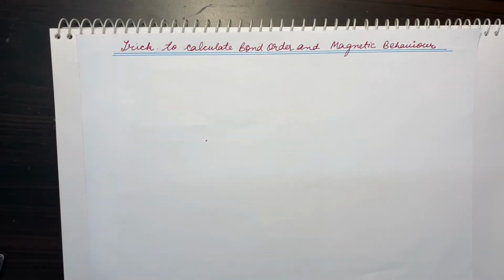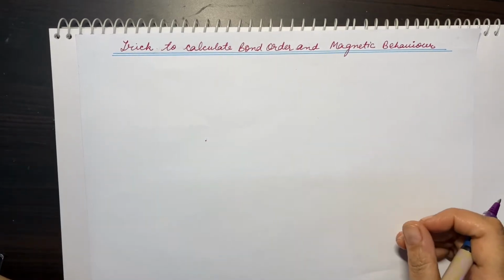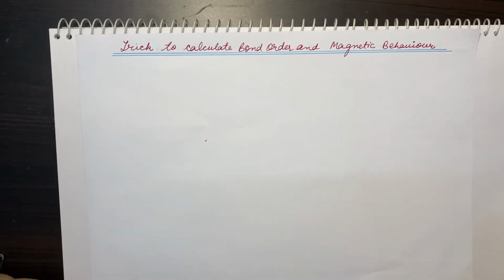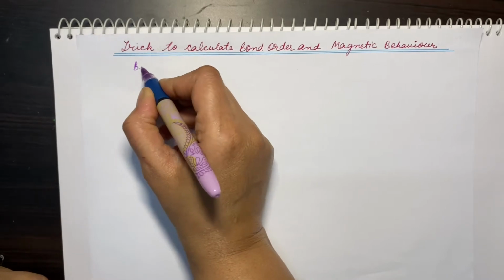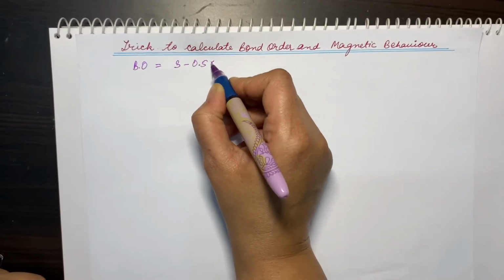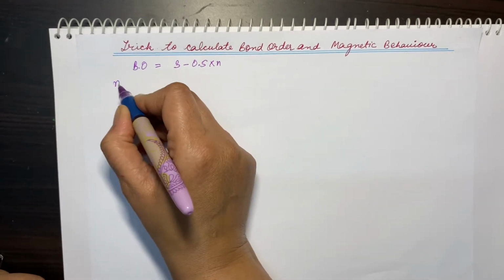In this video, I am going to tell you the trick for bond order. We can calculate the bond order by using a simple formula, that is bond order is equal to 3 minus 0.5 into n. अब यहाँ पे n क्या है बेटा?